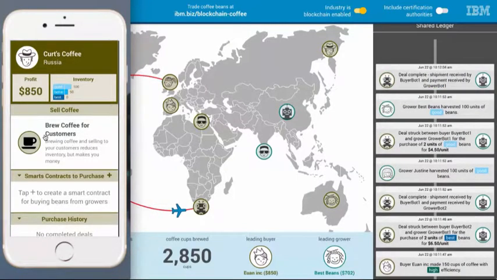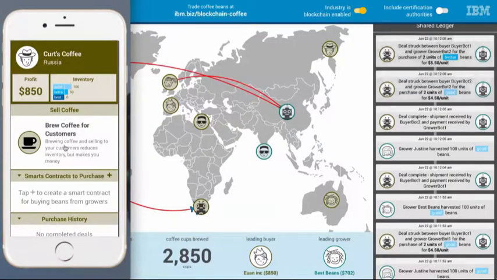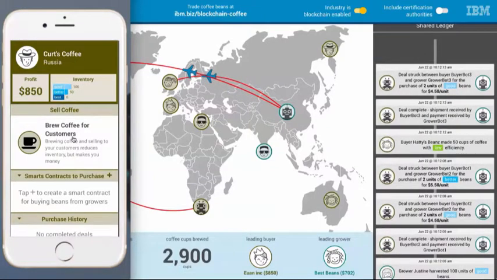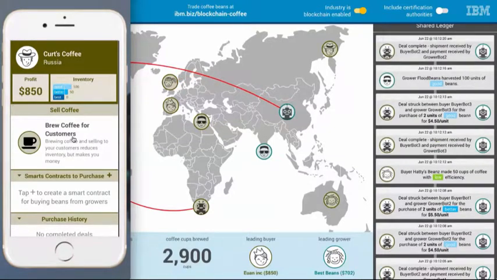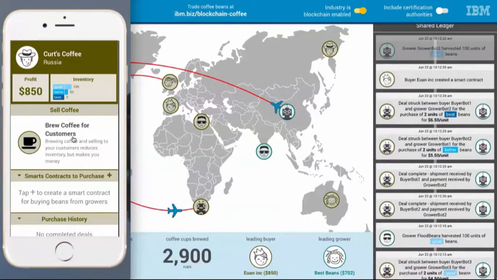But now I've got a problem, right? Because now I am out of my best quality coffee beans, and I need to replenish my inventory. This is where we start to get into some of the interesting blockchain pieces, because I need to be part of a business network that connects me with coffee bean growers who are willing to sell their coffee beans to me at terms and conditions that are favorable to me.